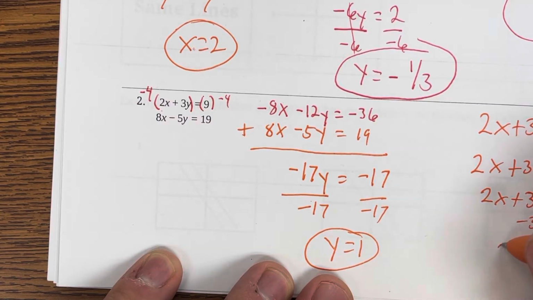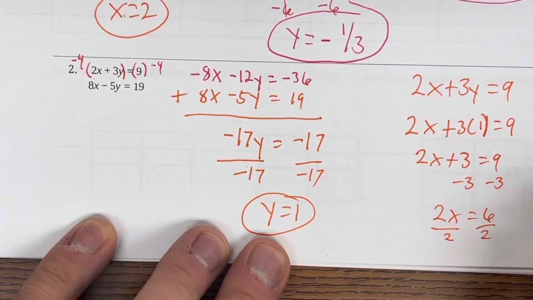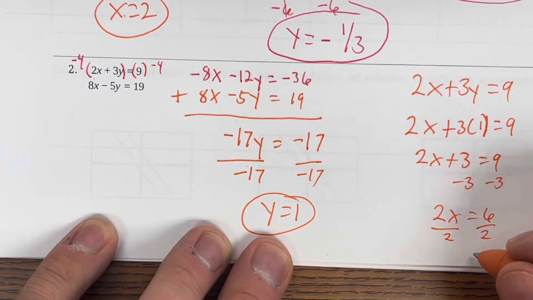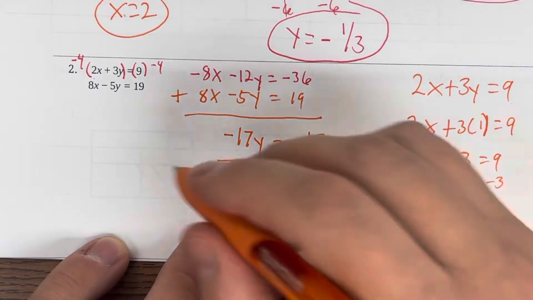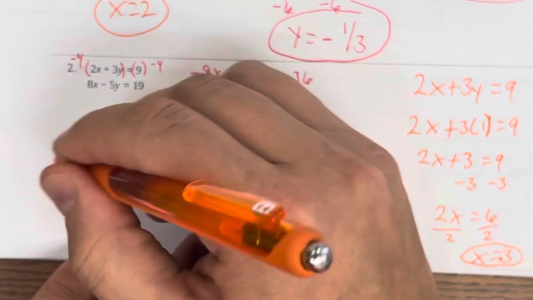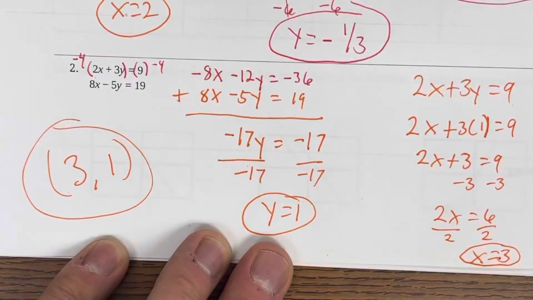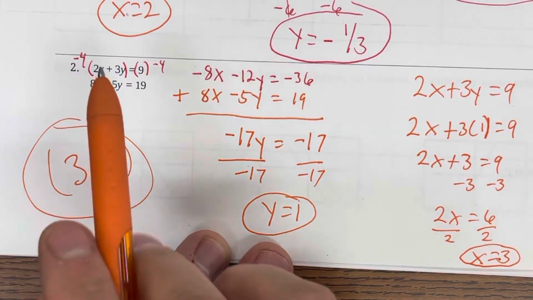Subtract our 3. And divide. And we get x equals 3. So as an ordered pair, x first, y second: (3, 1). We got it. You could plug it back in to check your work. I'm going to do that briefly.